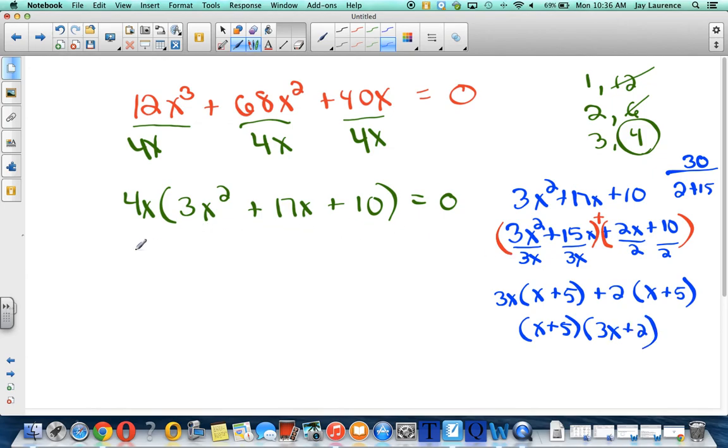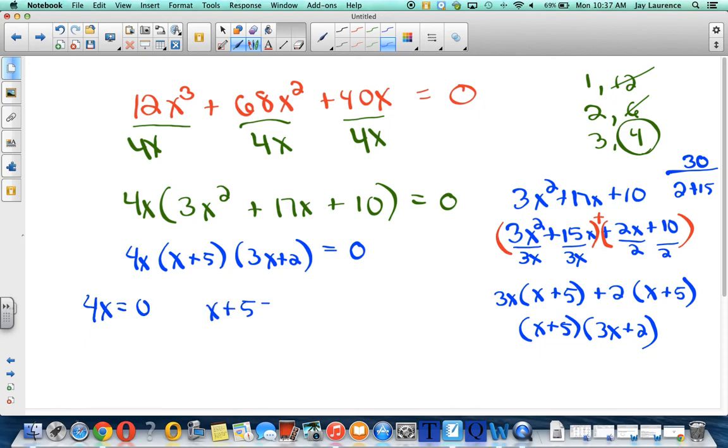All right, so I have this 4x times the quantity of x plus 5 times the quantity of 3x plus 2. That's supposed to equal 0. So now I take each piece, 4x, set it equal to 0. X plus 5, set it equal to 0. 3x plus 2, set it equal to 0. And I'm going to solve for x.